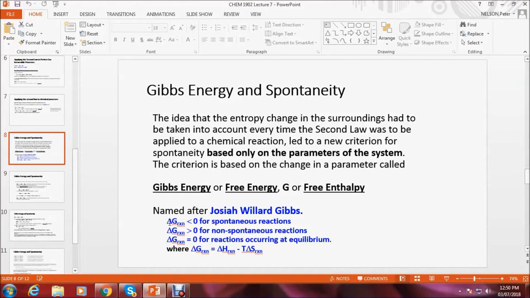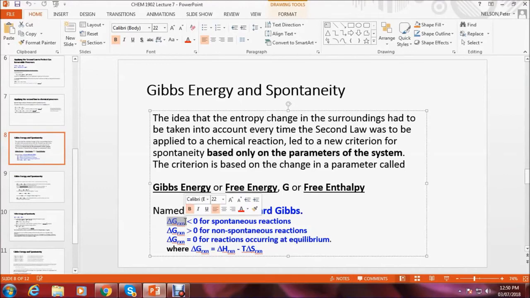Now, if the Gibbs energy for a reaction is negative, then the reaction is said to be spontaneous. If the Gibbs energy is positive, that is, greater than 0, then the reaction is said to be non-spontaneous. Now, if the Gibbs energy change is equal to 0, however, then the reaction is at equilibrium, and the Gibbs energy can be calculated from this formula. Delta G is equal to delta H minus T delta S, and that is the formula that you use to calculate the Gibbs energy.